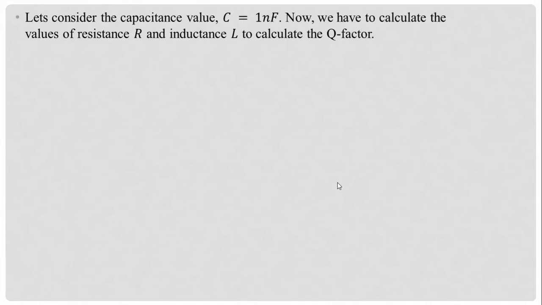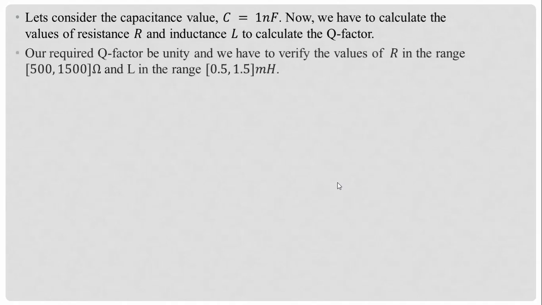Let us take the initial capacitance value as 1 nanofarad. Now we have to calculate the resistance and also the inductance in parallel. Let's take a range of resistance values from 500 to 1500 ohms, and inductance values from 0.5 millihenry to 1.5 millihenry. Our desired Q factor should be unity. So our code runs for each and every value of the resistance and also the corresponding inductance.